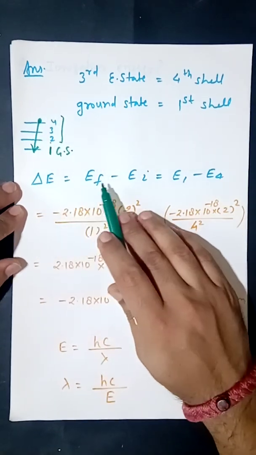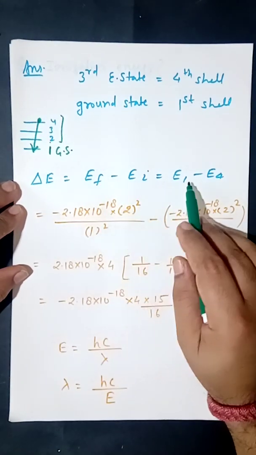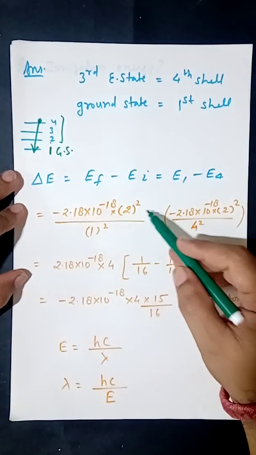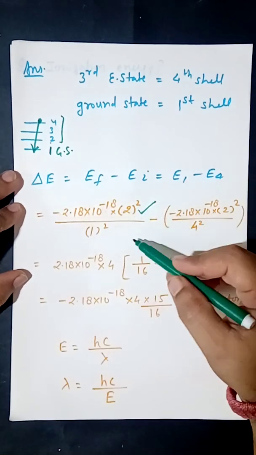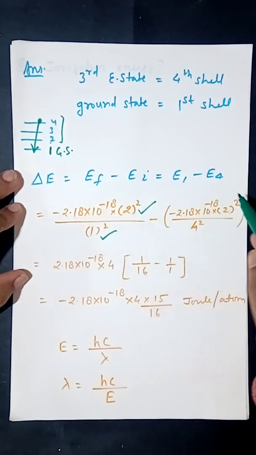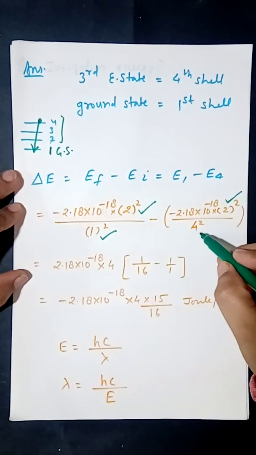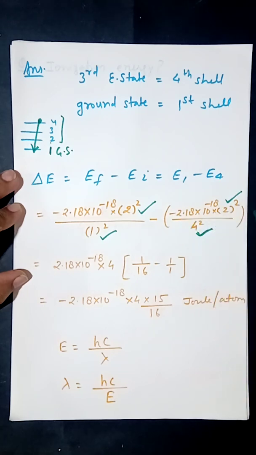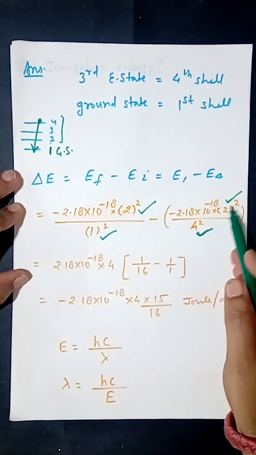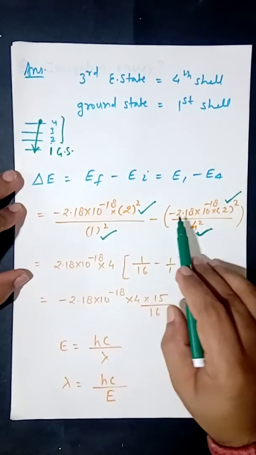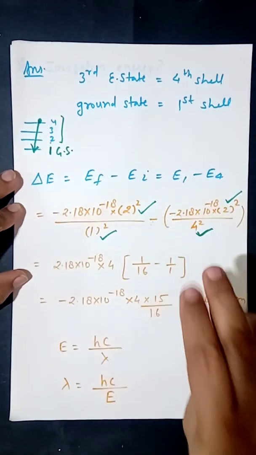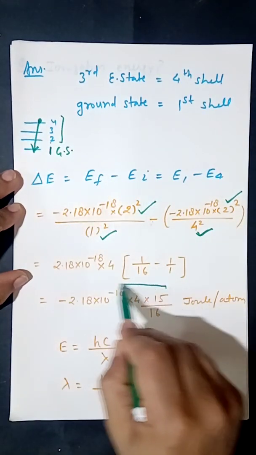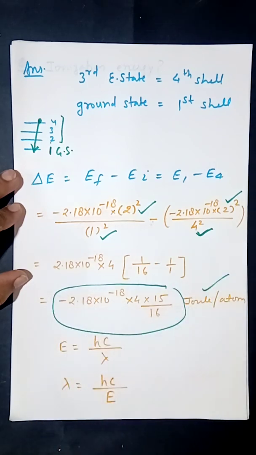You can replace in the formula delta E equal to E final minus E initial. Final shell is 1 and initial shell is 4. Use the same formula, place the value of Z, which is 2 here because it is helium, and this is for the first shell. Once again Z is 2 for helium, and this is for the fourth shell. 2.18 × 10^-18, you can take common. In fact, you can also take common 2 square, and minus minus becomes plus, so you can shift this in front and this you can shift here, and finally you can get this as the answer. The unit, you know, is joule per atom.